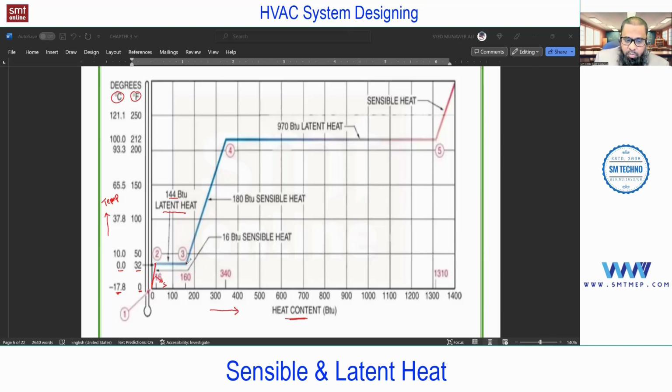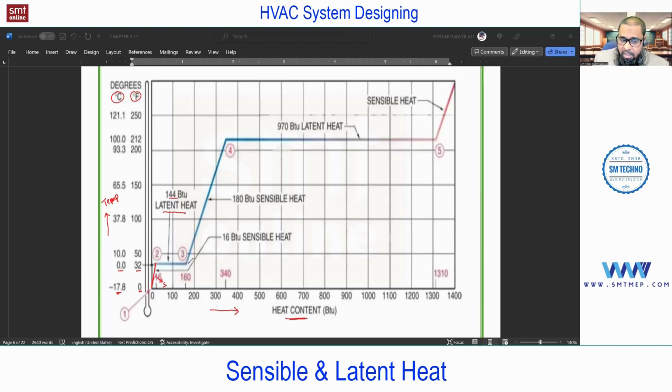Latent means change of phase. Now you can notice that during the change of phase the line is horizontal. Is there any increase in the vertical direction? No. This is the proof that the change of phase happens at constant temperature. This is an important point, and that's the reason I'm showing this. If you are adding heat but that heat is not used to increase the temperature, it is used to change the phase. So at point 3, it is completely liquid.